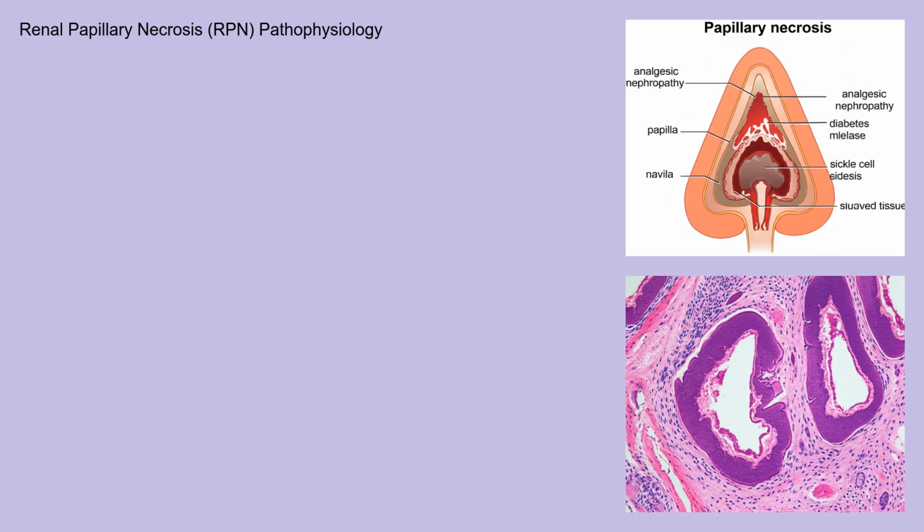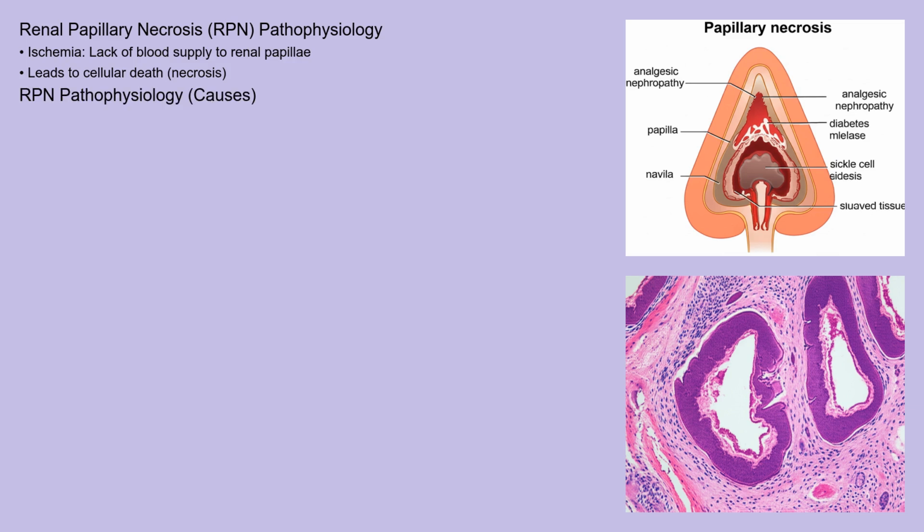The pathophysiology of RPN involves ischemia, or lack of blood supply to the renal papillae. In analgesic nephropathy, for example, certain pain medications directly damage the blood vessels supplying the papillae. Diabetes leads to microvascular disease, which also reduces blood flow. Sickle cell disease causes sickled red blood cells to obstruct small vessels.